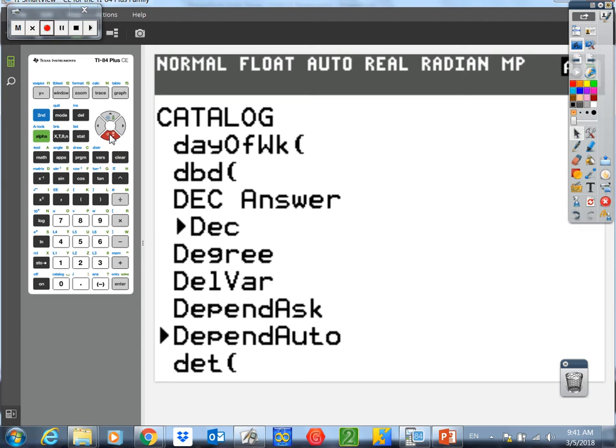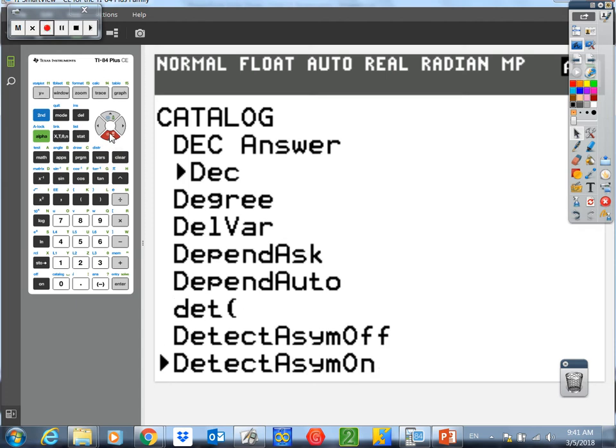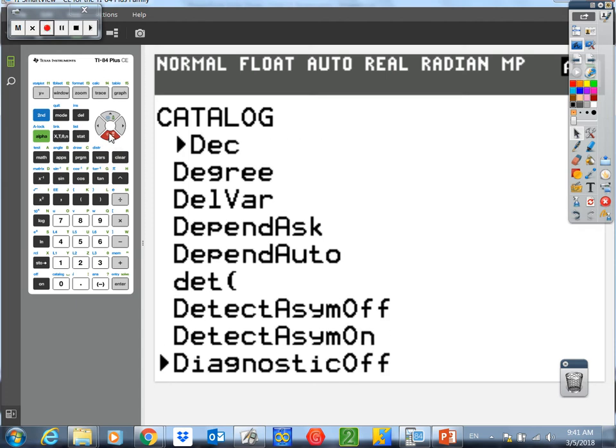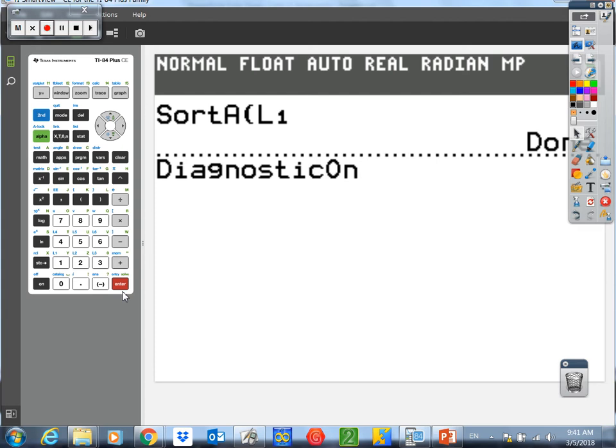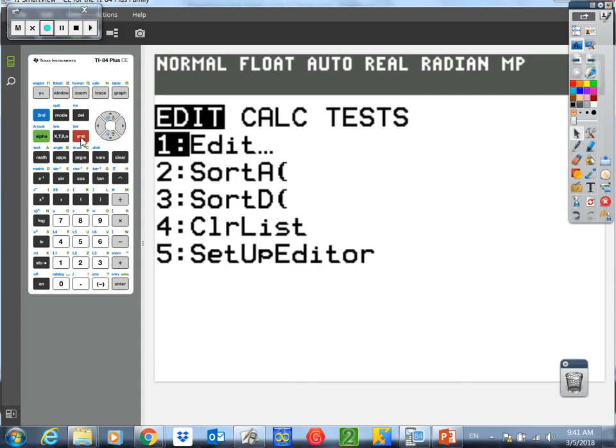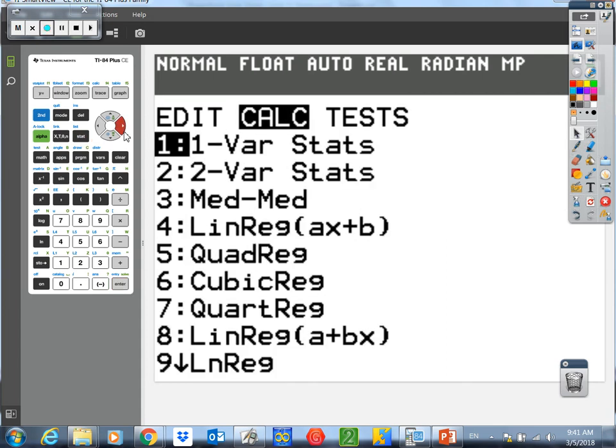Diagnostics off. We want diagnostics on. There, diagnostics on. So we're going to hit enter, and then enter. Okay, so the diagnostics are on. So let's go through and go to Stat, Calc. So that's where all our regressions are. I'm sure you did some of that last year. We are focusing on number 4.